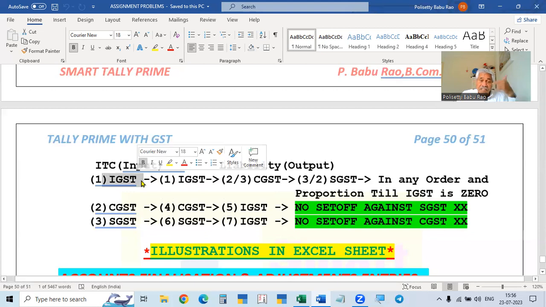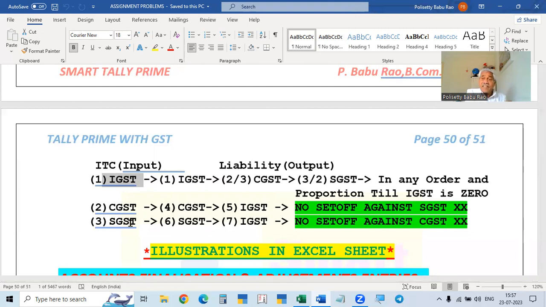First of all, IGST we have to take, and this IGST can adjust against itself, as well as CGST and SGST. Similarly, CGST and SGST can adjust against themselves and then against IGST. But CGST and SGST cannot set off against each other. So SGST cannot set off against CGST, and CGST cannot set off against SGST.